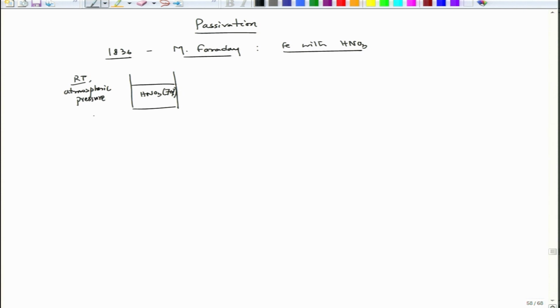Fine. So, this is the condition, and if we introduce a freshly prepared, polished iron block into it, initially you will see bubble formation. Initially there will be small bubbles forming, but after maybe a couple of minutes, you will see that the bubble formation has receded, and no more bubble formation is there.